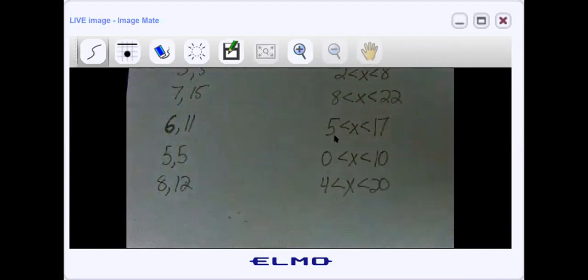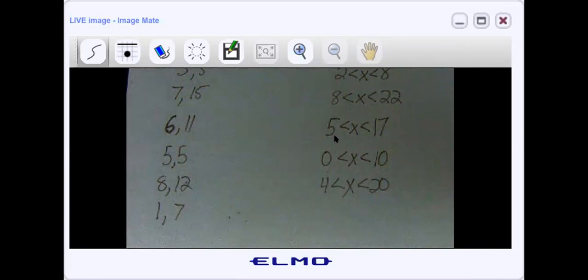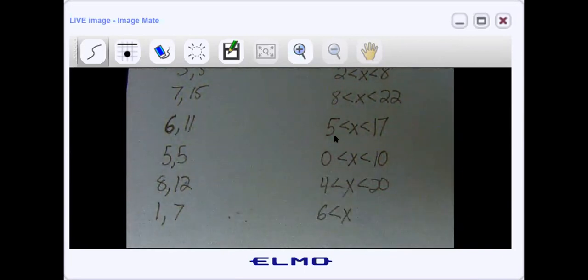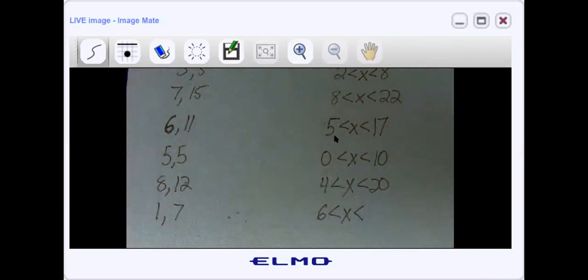Let's try one more. I have a few more of you to call on. How about 1 and 7? The third side would have to be larger than what, Elizabeth? 6. Thank you. And smaller than Ethan. Is it 8? Yes, it's 8.